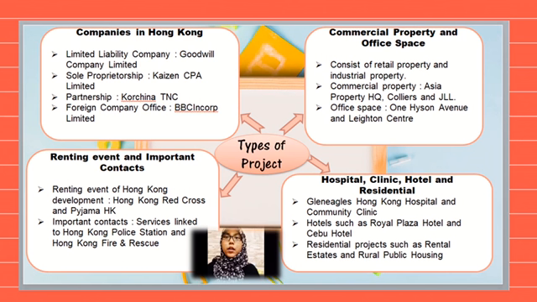Number 2 is sole proprietorship business, which is a small scale and low risk business in Hong Kong, like Kaizen CPA Limited. Number 3 is partnership. Partnership is a business charter that permits two or more people to share the ownership of a single Hong Kong limited company. An example of a partnership in Hong Kong is called China TNC.